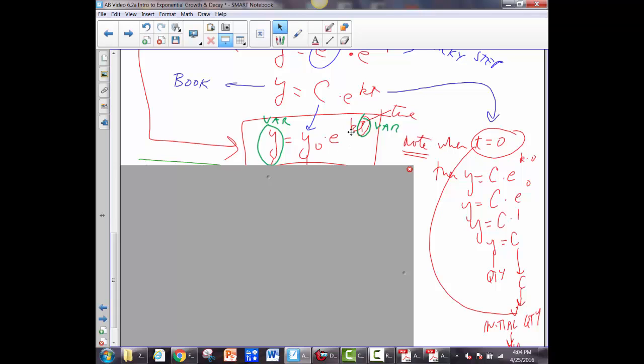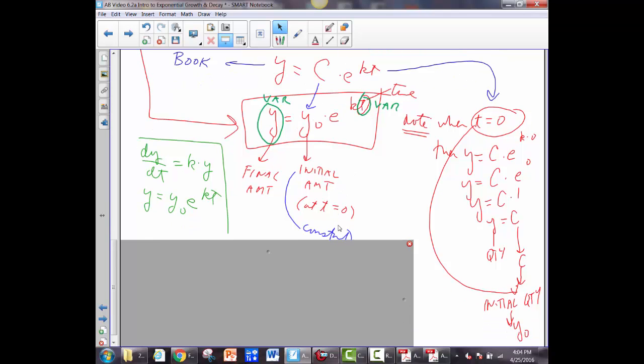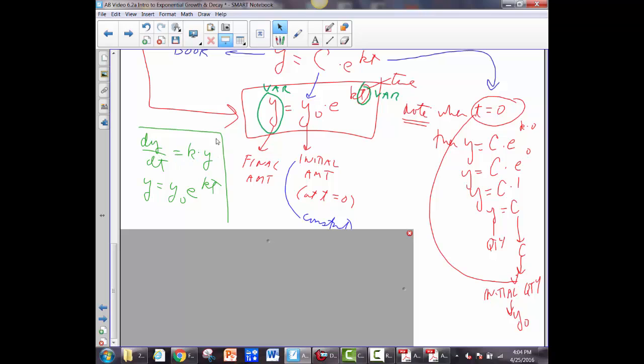You'll need to find that constant, and you need your answer to be just in terms of y and t. So e already is a known constant. It means that you've got to find y0 and k. They'll usually give you the initial amount, so all you have to do is find k, and they'll give you another initial condition.